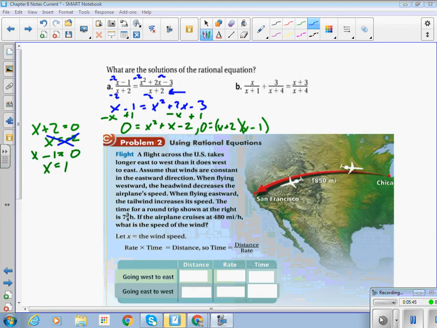The next thing we do is put 1 in, so we get 1 minus 1 over 1 plus 2 equals 1 squared plus 2 times 1 minus 3 over 1 plus 2. 1 minus 1 is 0. 0 divided by anything, let alone 3, is 0. 1 squared is 1, plus 2 is 3, minus 3 is 0. And 0 divided by anything, even 3, is 0. So x equals 1 checks out.